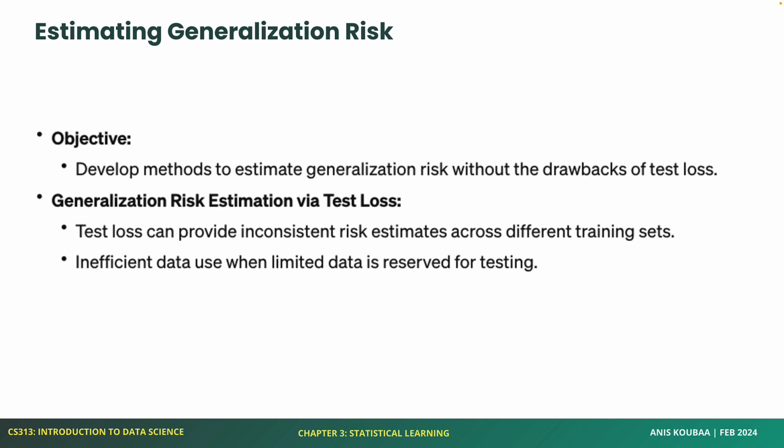Maybe the distribution of data in this particular test data set is not coherent with the others, and that's why it's deviating from the estimated generalization risk. And also, insufficient data: when limited data is reserved for testing, that means probably this testing data is not representative of the real world. So these are the possible issues that we can get if we rely on the test data set to estimate the accuracy or the generalization risk of a particular model.